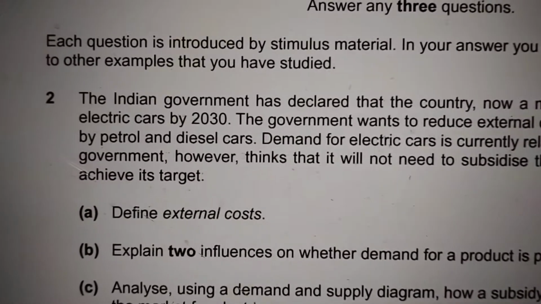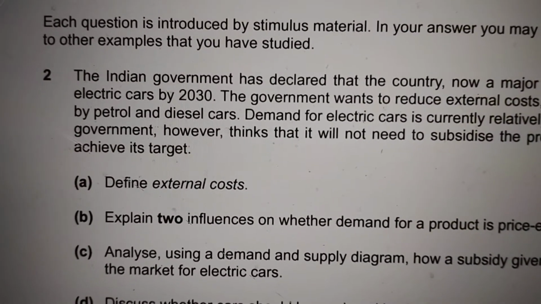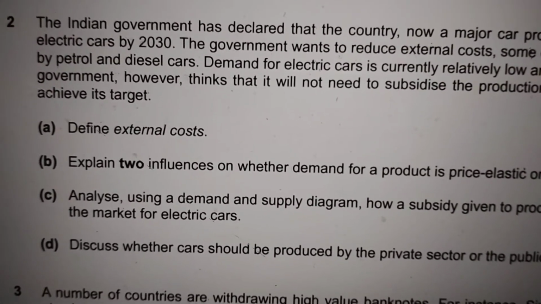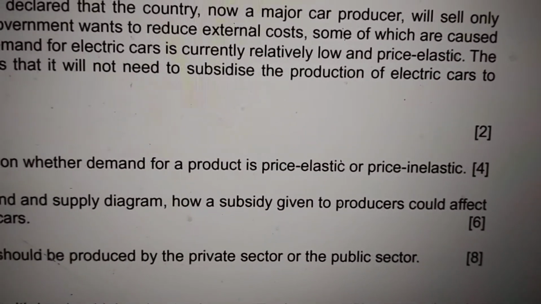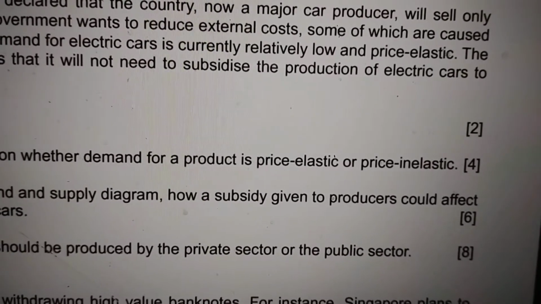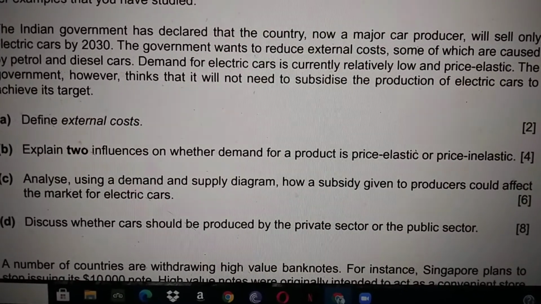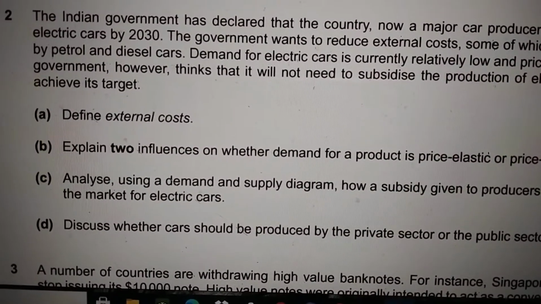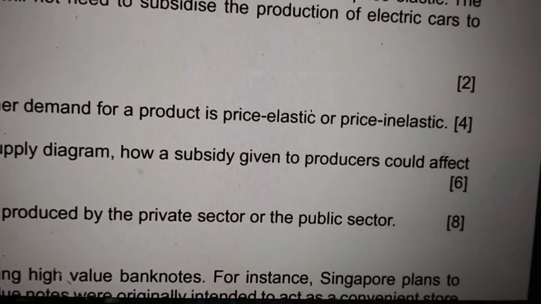So question number 2 is saying that the first part is define external cost. The second part, part B, is explain 2 influences on whether the demand for a product is price elastic or price inelastic. That is for 4 marks. The first part is always define, 2 marks. Second part is always explain, 4 marks. Part C is always analyze, 6 marks. And then part D, the two-sided answer has to be written for discuss, and that's a 8-mark question.